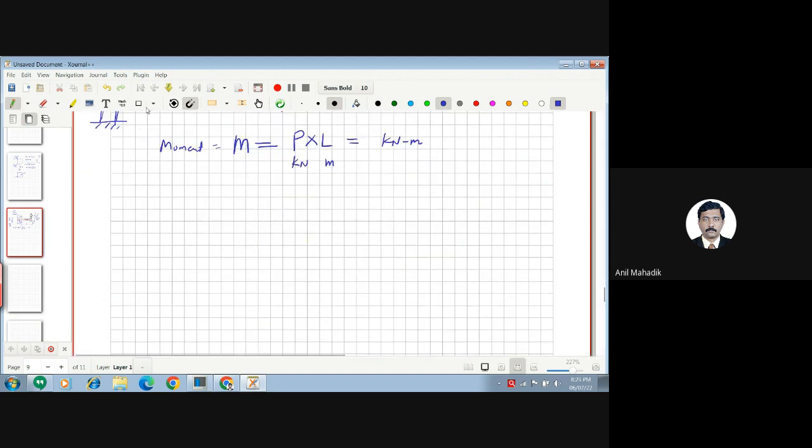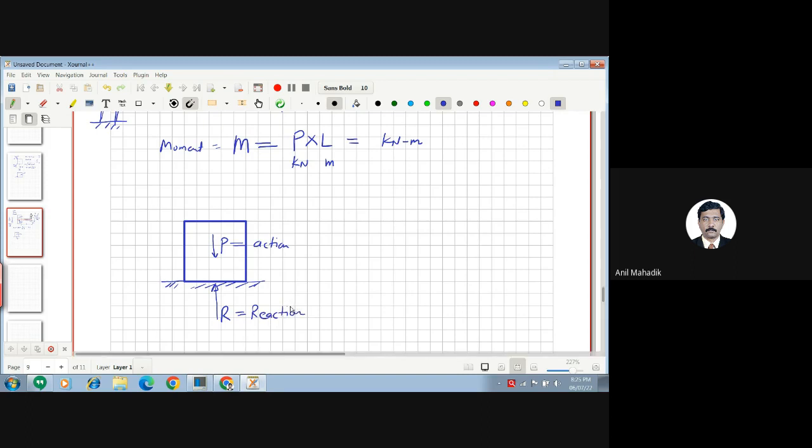Now let's take the first example of a simple block, and then we'll see what the reaction is. Let's say there is a block and the block has a weight, P. The ground will try to resist this force, and that resistance we call a reaction. So P is nothing but the action, and R is nothing but the reaction. Then and only then can two objects be in equilibrium, isn't it? Otherwise it will move. If it settles down, we cannot say it is in equilibrium.